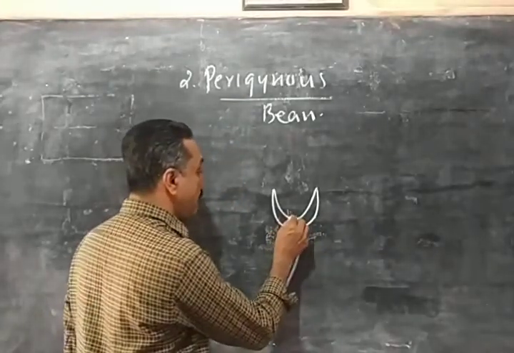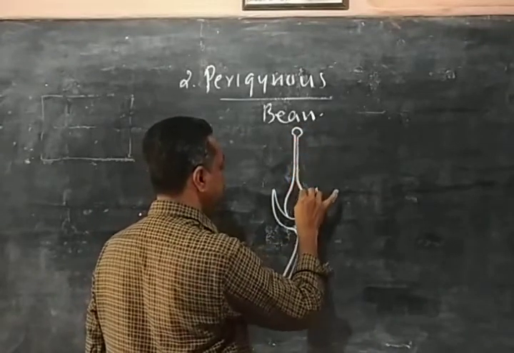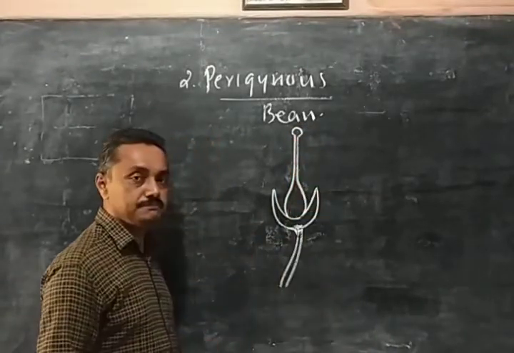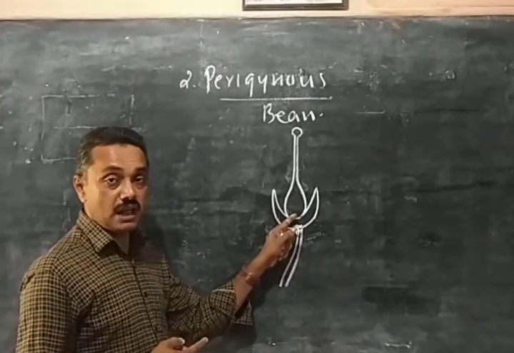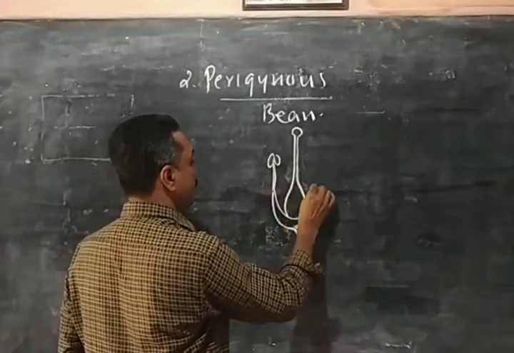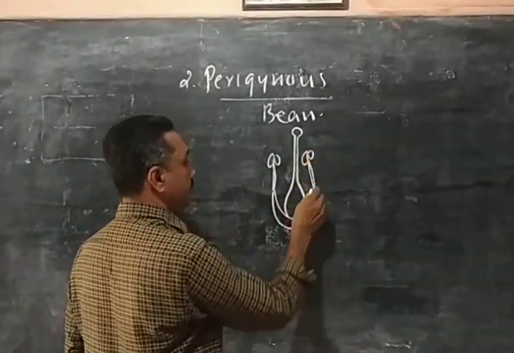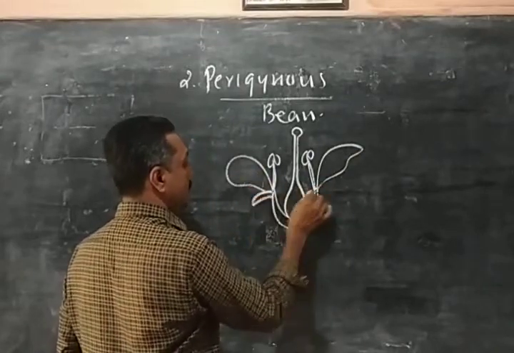From the center of the cup, gynoecium originates. You can follow the diagram. Gynoecium originates from the center of the cup-shaped thalamus. Androecium here. The margin of the cup contains androecium. Petals here. Sepals here.